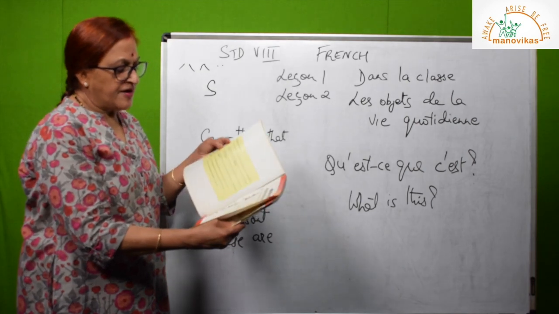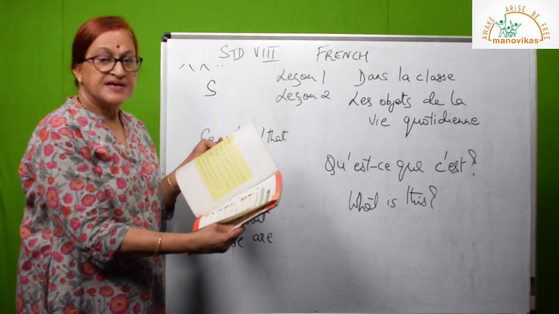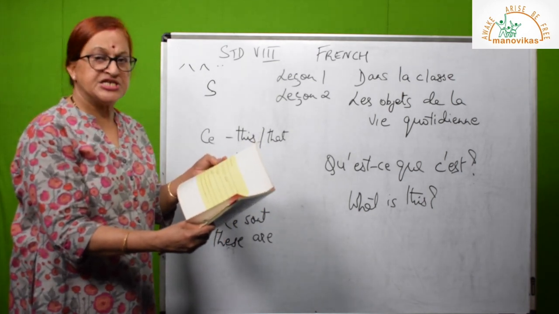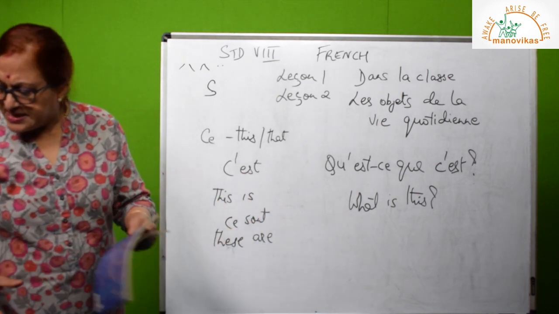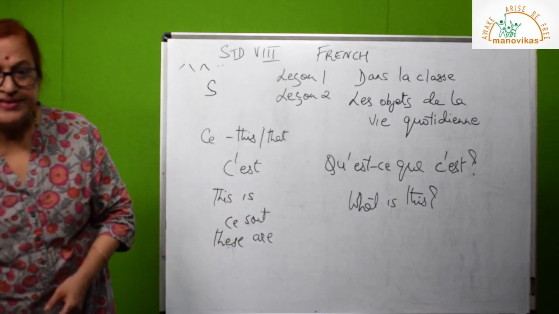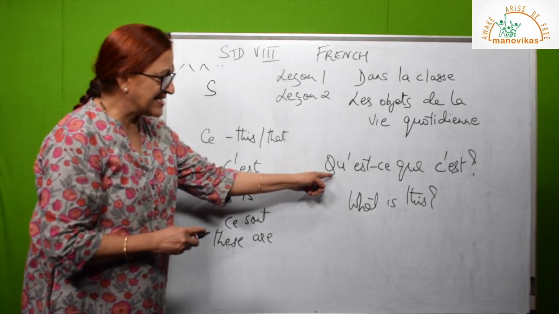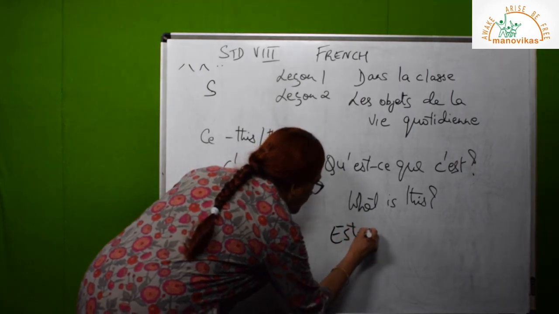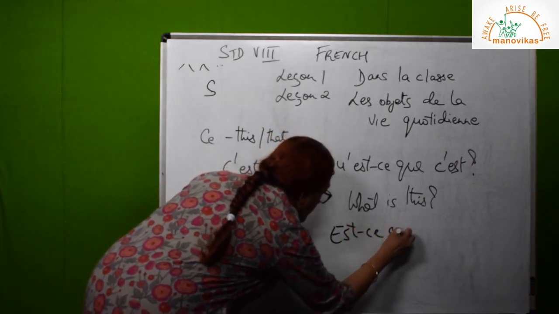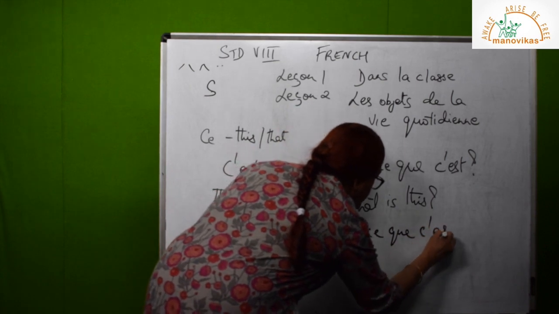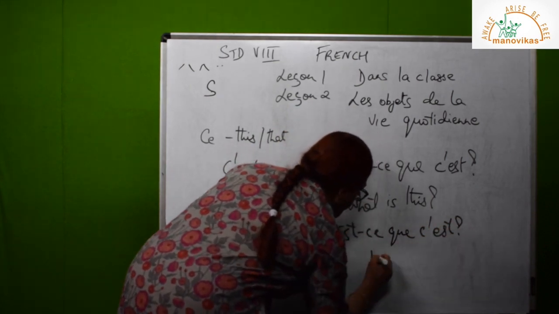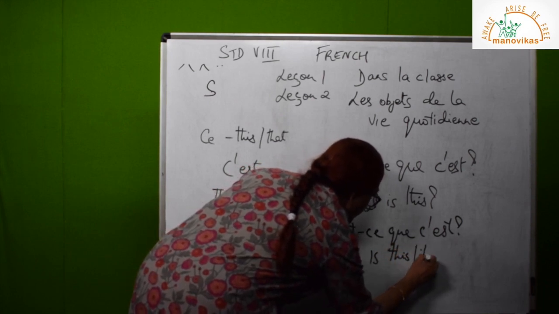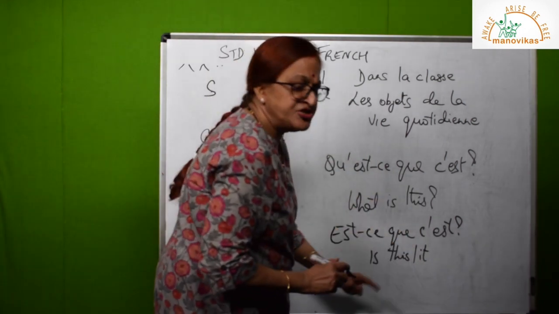So, we have gone through the first lesson. We have learned some new vocabulary. I want you to go through the spellings and pronunciation. Again, we have learned two questions and how to answer them. The first question is qu'est-ce que c'est? And the next question is est-ce que c'est? What is est-ce que c'est? Is it? Is this? Is this a bench? Is it a bench?